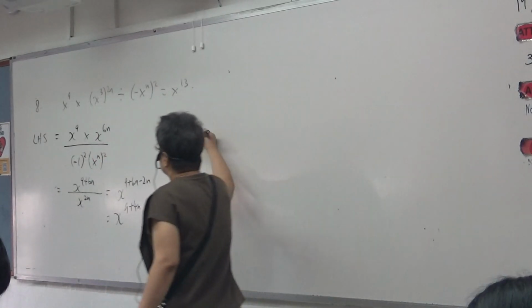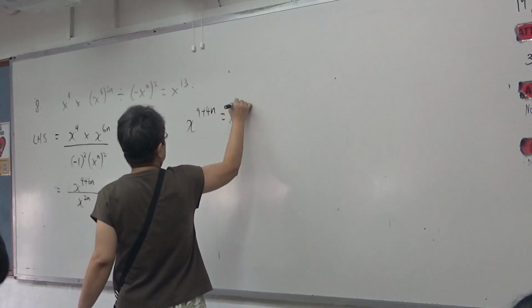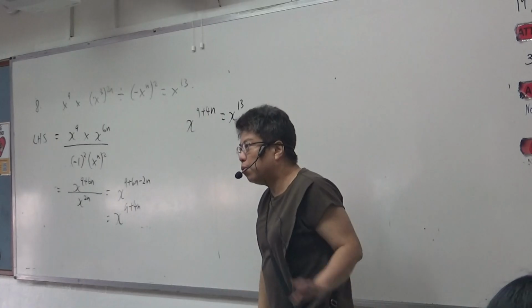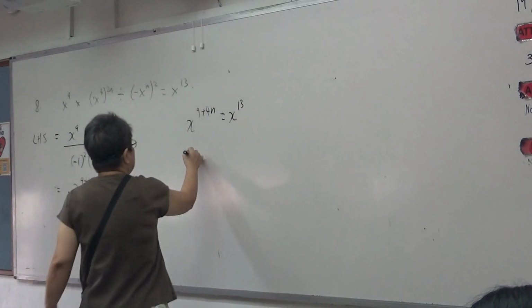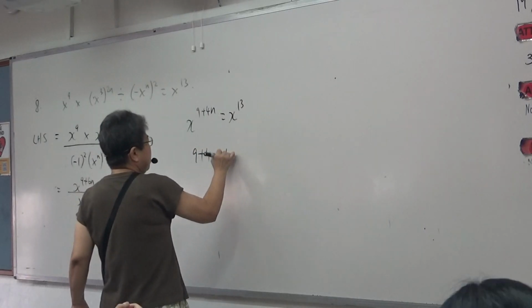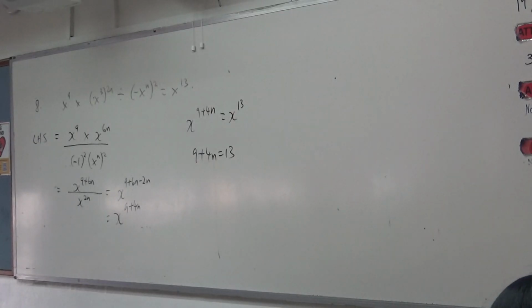Okay, now, so x^(9 plus 4n) is x^13. So what do you do? You compare what? Compare power. Good. 9 plus 4n equals 13. Is this correct? Did I make any mistake? Yes or no? Can you understand what I am doing? Okay. So this is your question number 8. So what is the answer?